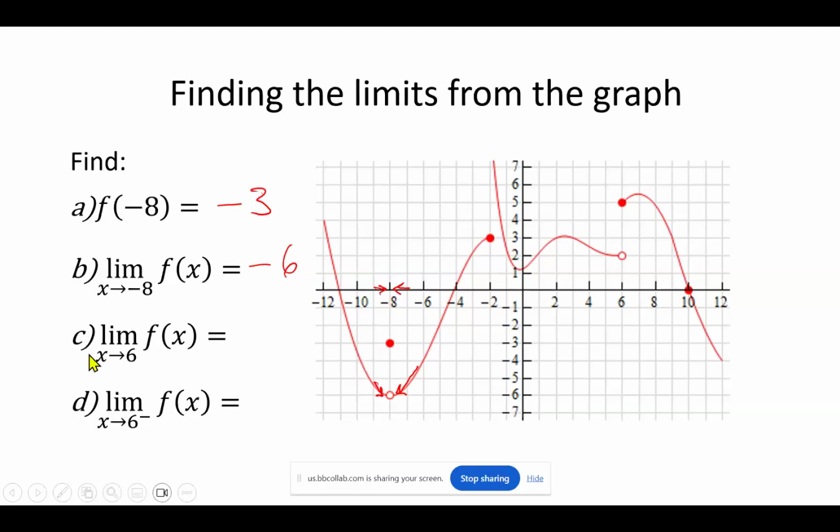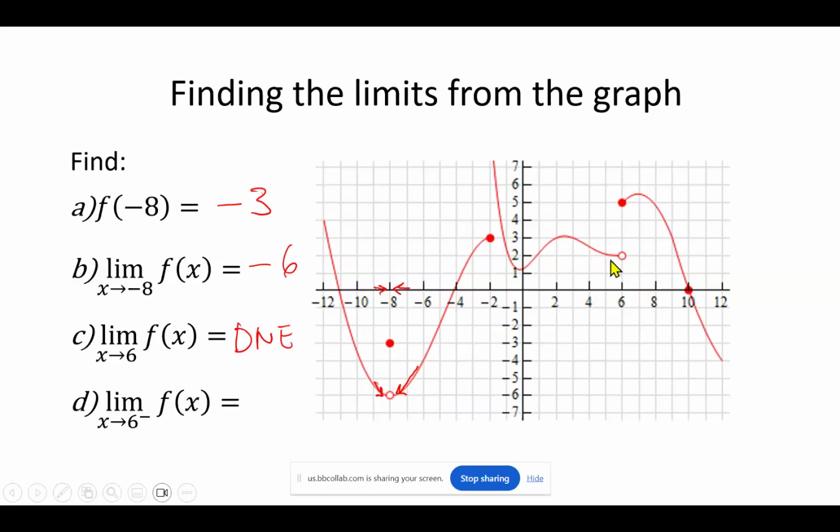Another example: what is the limit when x approaches 6? Positive 6 on the graph is here. We can see that from the left, the graph is approaching a height of 2, but from the right, the graph is approaching a height of 5. These are two different values, which means this is an example where the limit does not exist. These types of limits we call two-sided. Both sides need to agree, like we saw at -8.